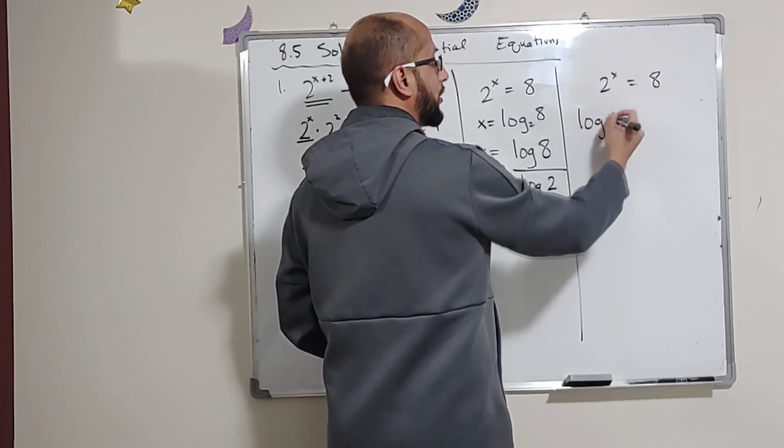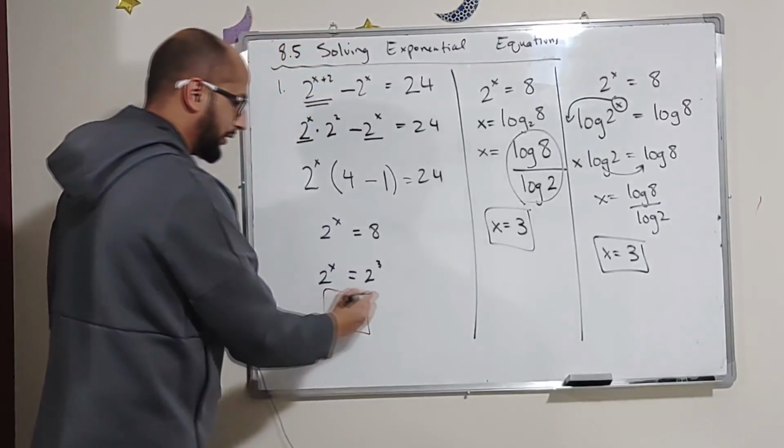Same thing we did here, right? Same process as here. Then you'd go ahead and plug that into your calculator and you'd find that x is equal to 3. 3 different methods.